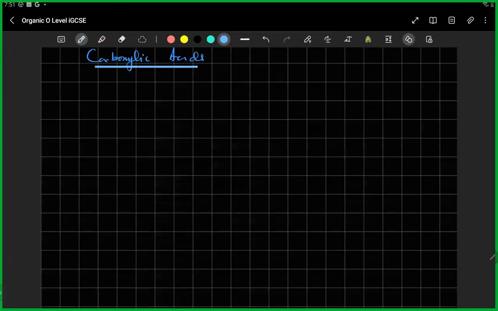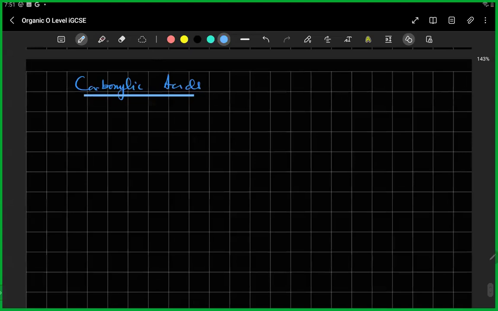अच्छा, so what are carboxylic acids? Carboxylic acid हमने कहा था कि what were they? They were molecules that had this particular functional group, ठीक है? So they all had this functional group.